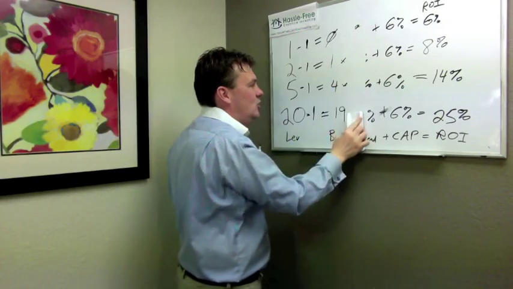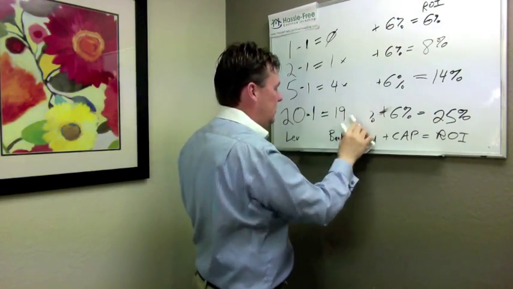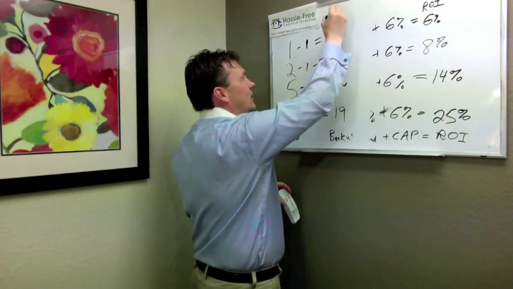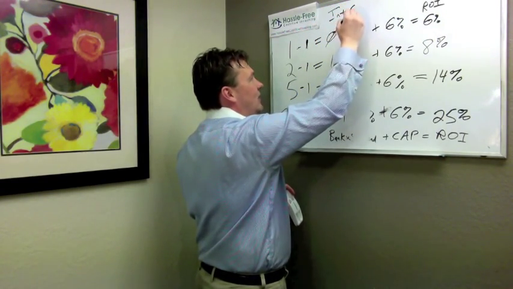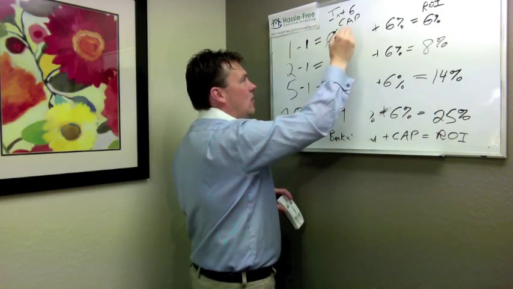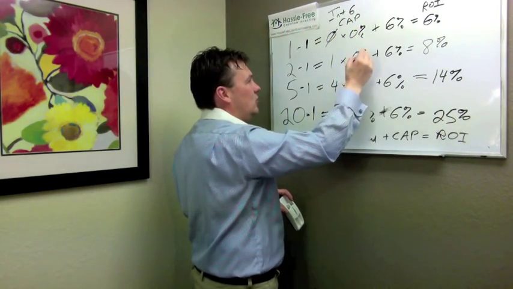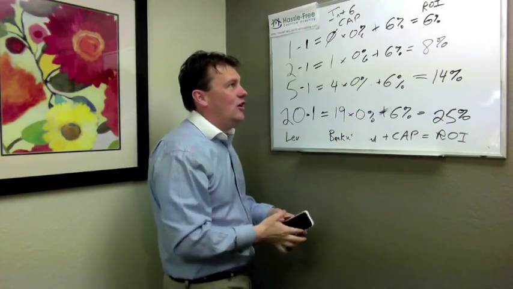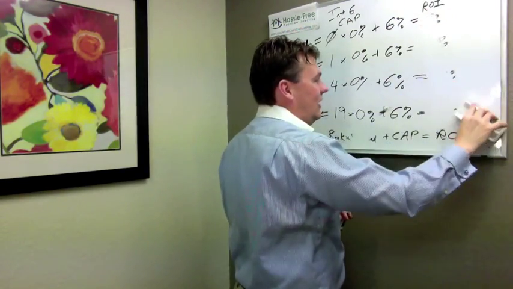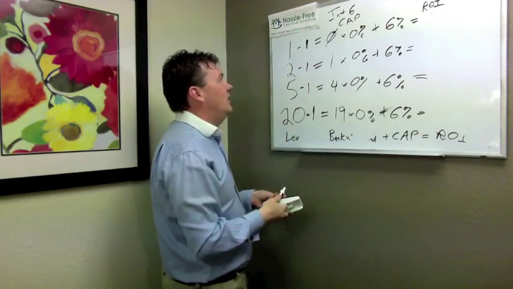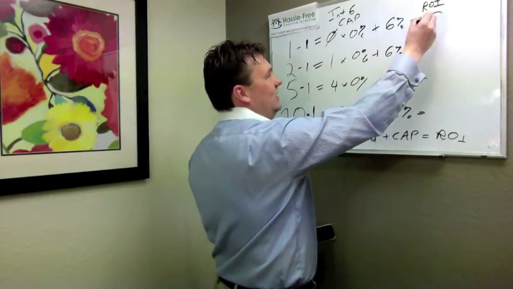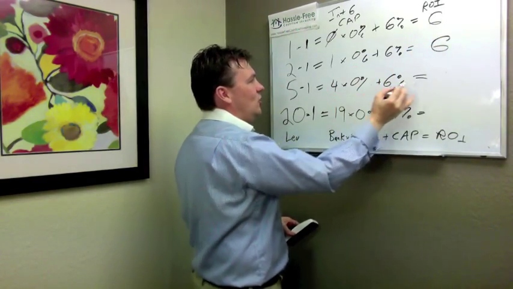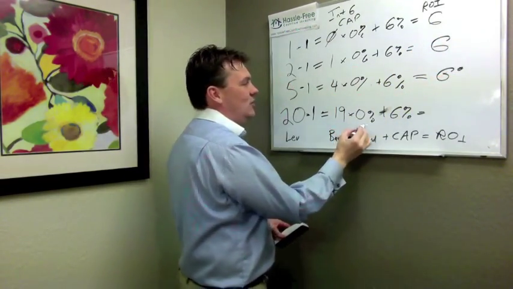So we're going to delete the spread here. And so let's say your interest rate is 6 and your cap is 6. Your spread is 0%. And then you start figuring out what the ROIs are, right? And you've got 0 times 0 is 0 plus 6 is 6. 1 times 0 is 0 plus 6, right? 4 times 0 is 0 plus 6. 19 times 0 is 0 plus 6.